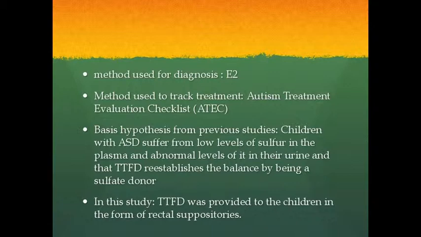The basic hypothesis from previous studies by Waring and Associates entails that children with ASD suffer from low levels of sulfur in the plasma and abnormal levels of it in their urine, and the TTFD reestablishes that balance by being a sulfate donor. In this study, TTFD was provided to the children in the form of rectal suppositories. The erythrocyte transketolase was measured at onset and on completion of the study to document intracellular thiamine deficiency.